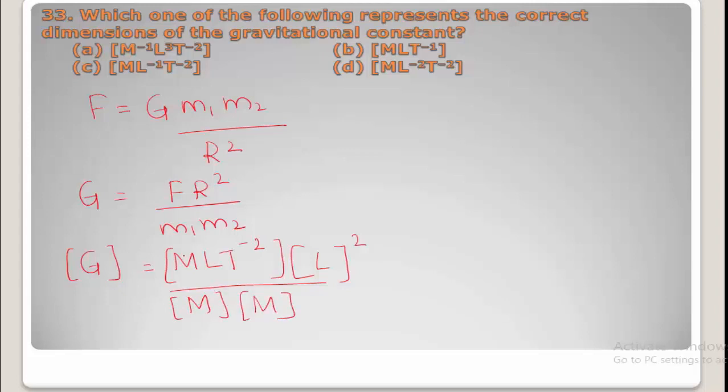So this M gets cancelled and here L raised to 1 is there. This L square is there. Now the final answer is M raised to minus 1 because we have an M here. M raised to minus 1, L raised to 3, T raised to minus 2, isn't it? So simplifying, we get M raised to minus 1, L cube, T raised to minus 2. So option A is the correct answer.